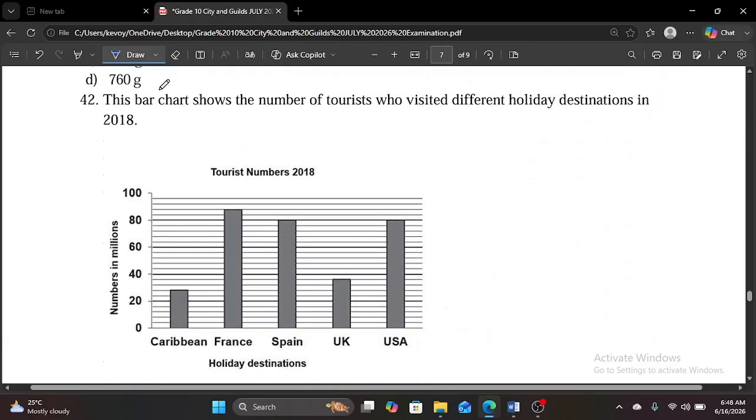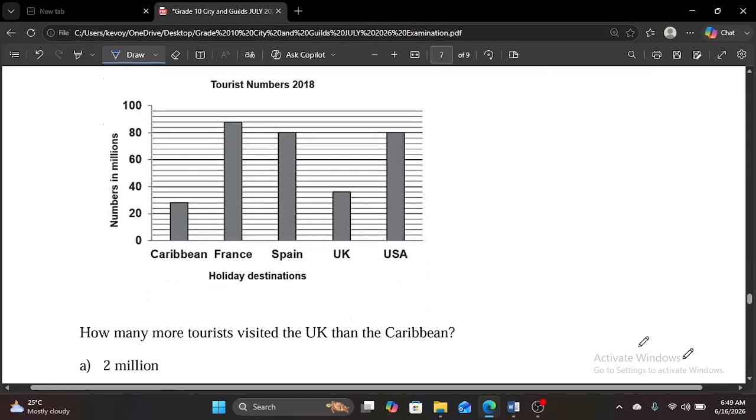Let's look at this bar graph. This bar chart shows the number of tourists who visited different holiday destinations in 2018. How many more tourists visited the UK than the Caribbean? Where's the UK? Right here. And where's the Caribbean? Right here.